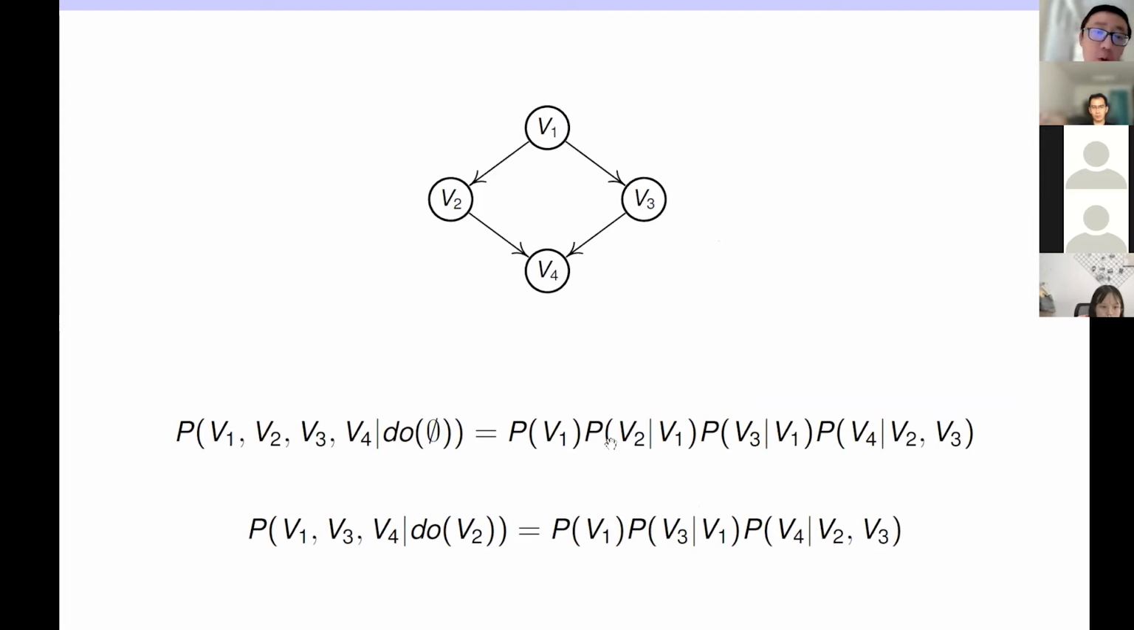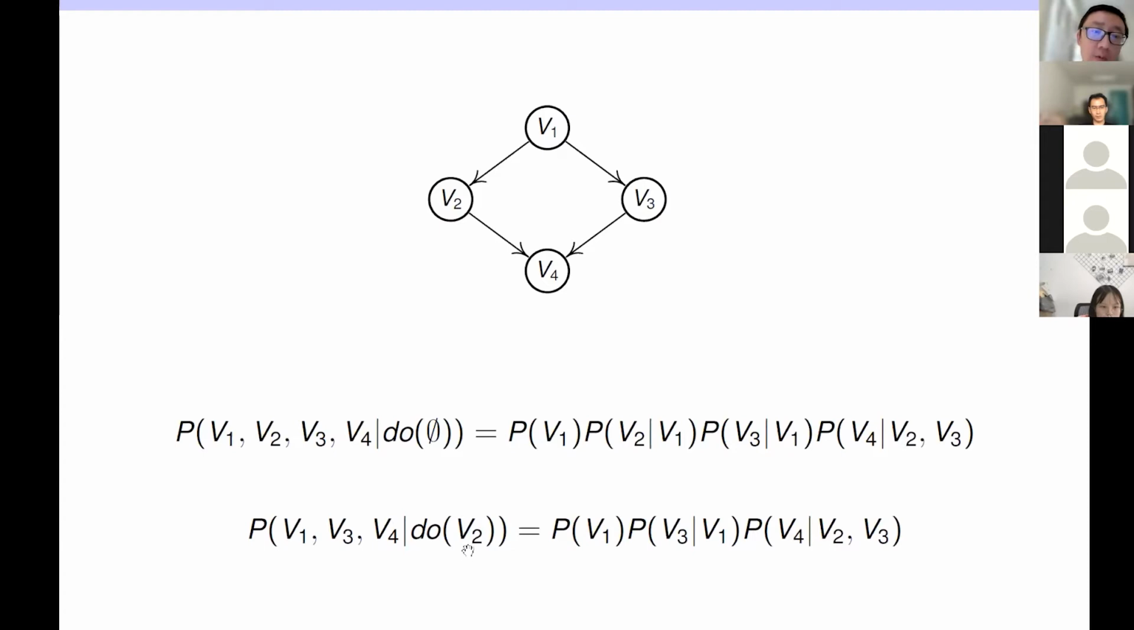Now, there is a limit case, which is when you do a null intervention. This is an intervention on the empty set, which means it's a pre-intervention distribution. And that, of course, just gives us the familiar factorization of the joint distribution in the Bayesian network framework.